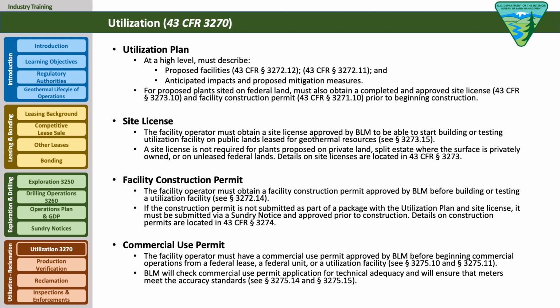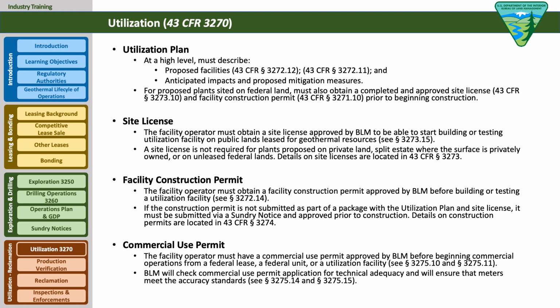A site license is not required for plants proposed on private land, split estate where the surface is privately owned, or on unleased federal lands. The facility operator must obtain a facility construction permit approved by BLM before building or testing a utilization facility. If the construction permit is not submitted as part of a package with the utilization plan and site license, it must be submitted via a sundry notice and approved prior to construction. Details on site licenses and construction permits are located in 43 CFR sections 3273 and 3274.